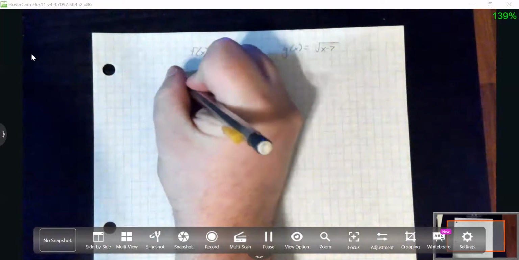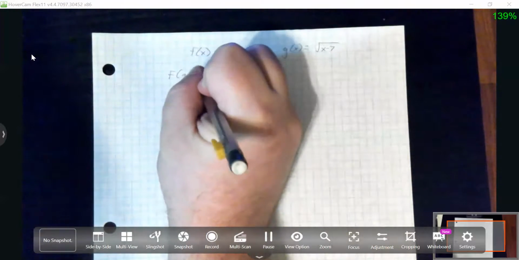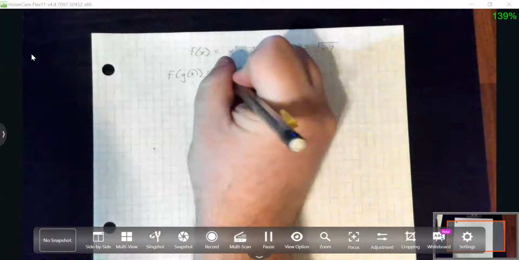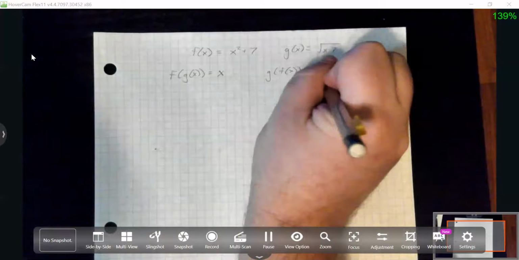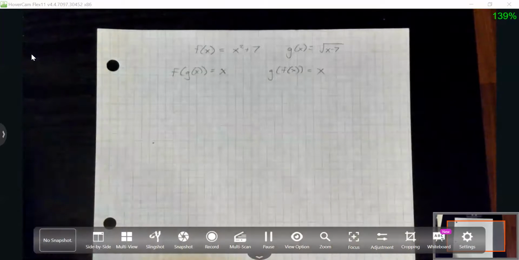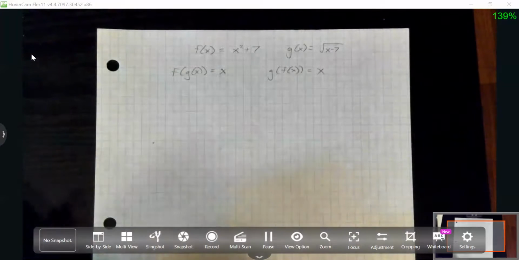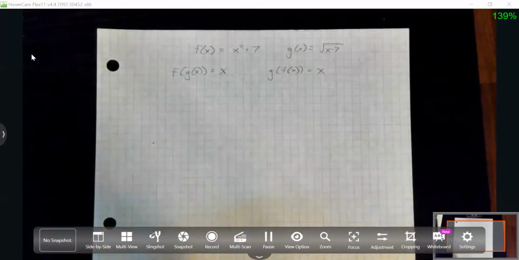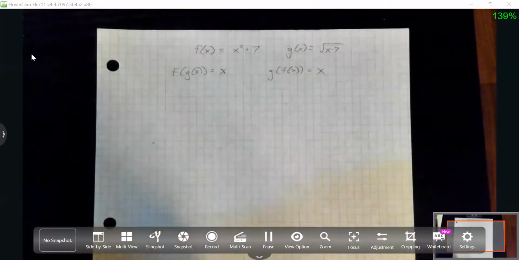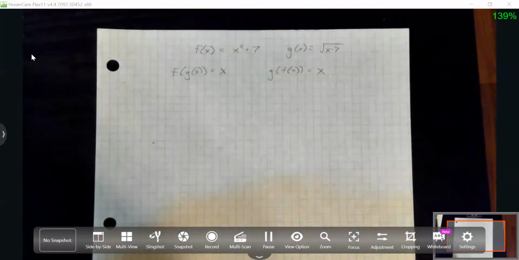So we have to show that f of g of x ends up all canceling out to just x. And we have to show that g of f of x all cancels out to just x. It has to be true for both. That was our rule when we talked about inverses. In order to show that two functions are inverses, both compositions have to cancel out to just x. So let's take a look at these and actually see, are they inverses or not?